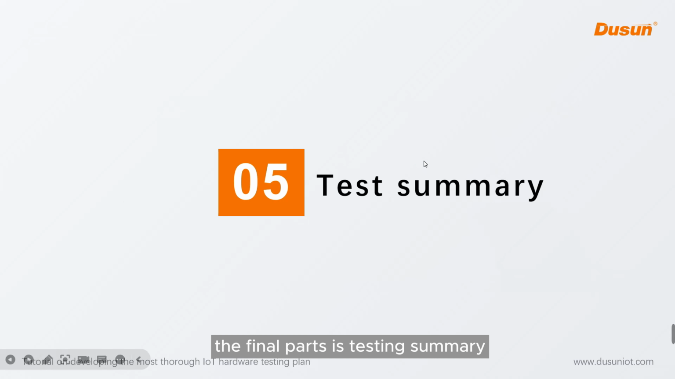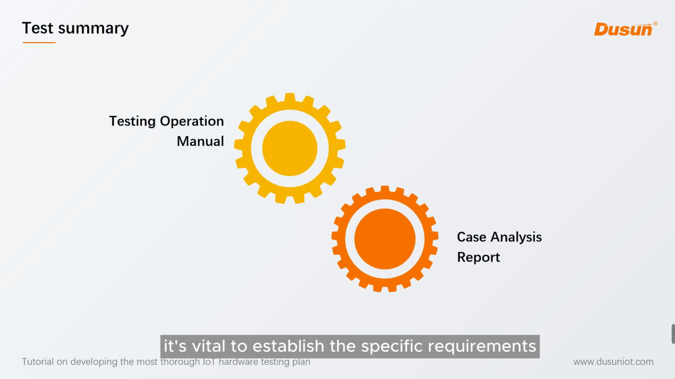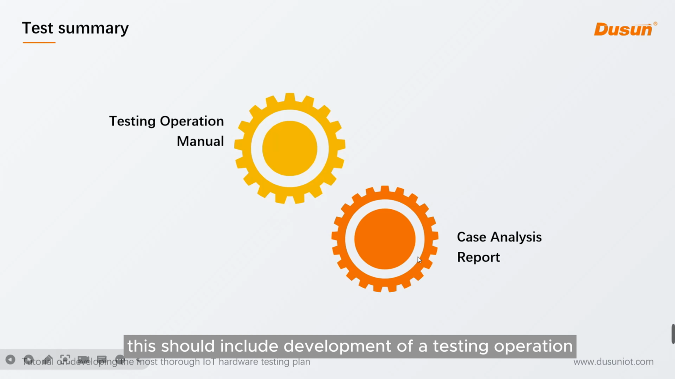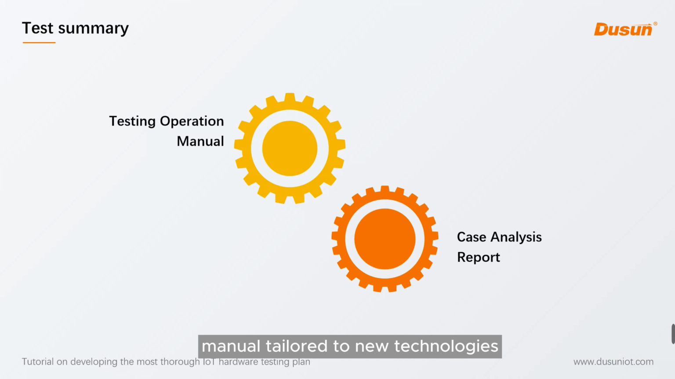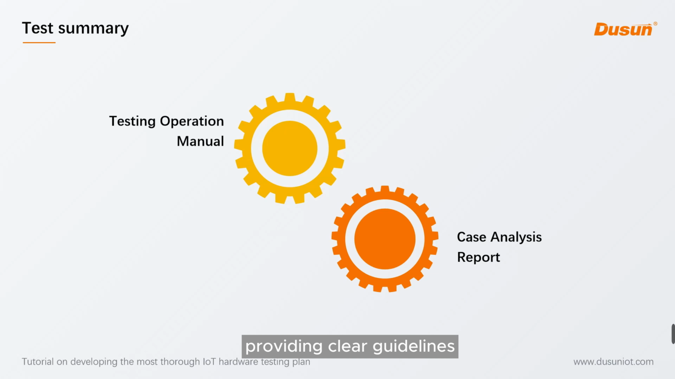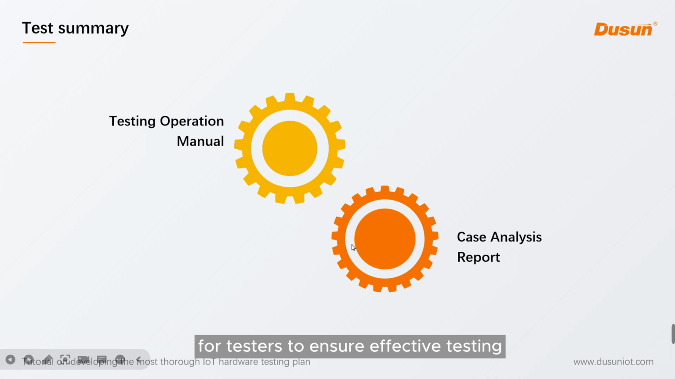The final part is the testing summary. When formulating the testing plan, it's vital to establish the specific requirements for the subsequent testing summary. This should include development of a testing operation manual tailored to new technologies. This manual should outline the testing procedures and protocols specific to the new technologies, providing clear guidelines for testers to ensure effective testing. Preparation of case analysis reports focused on instances of errors or failures.